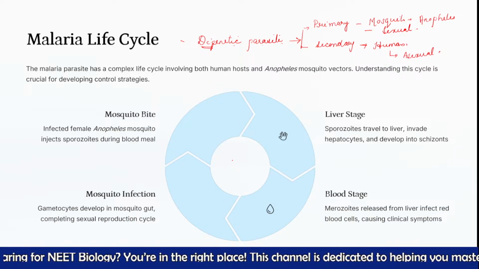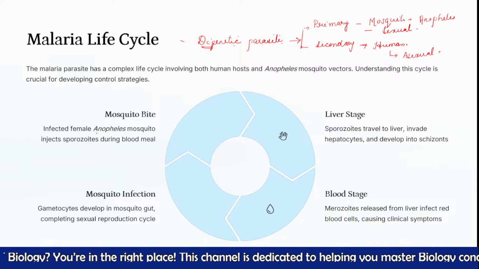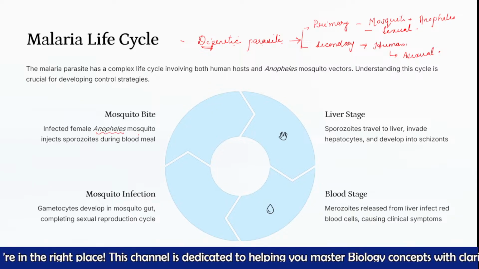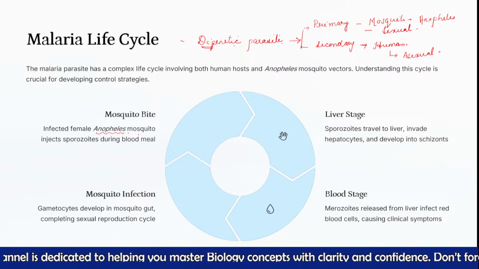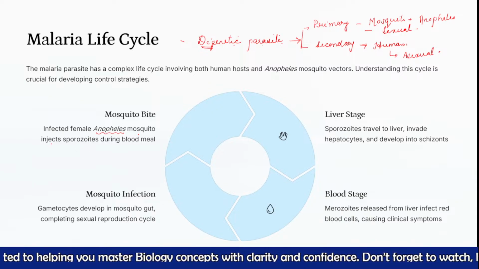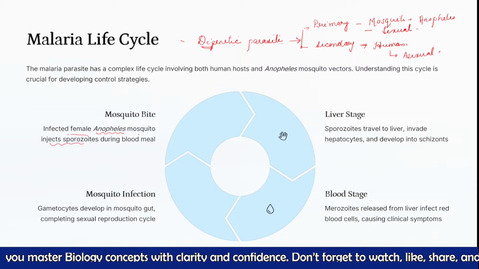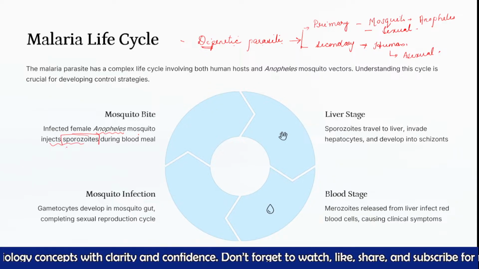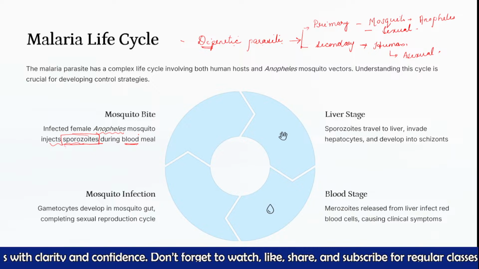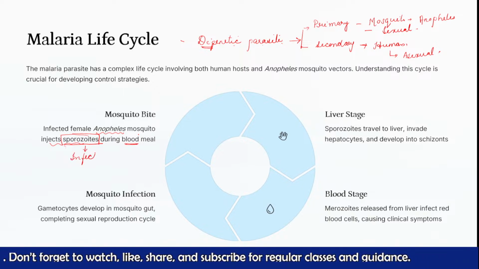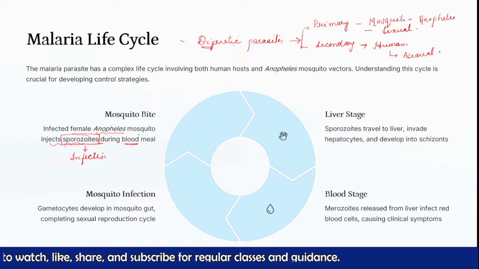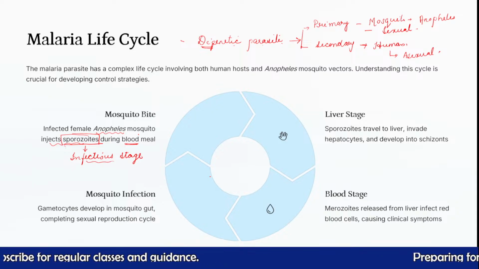Okay, so first of all, an infected female Anopheles mosquito bites a healthy human body. Then it injects the sporozoite into the bloodstream. Remember the name sporozoite. The sporozoite is the infectious stage of the parasite. So, a question they will ask: the infectious stage of Plasmodium is the sporozoite.